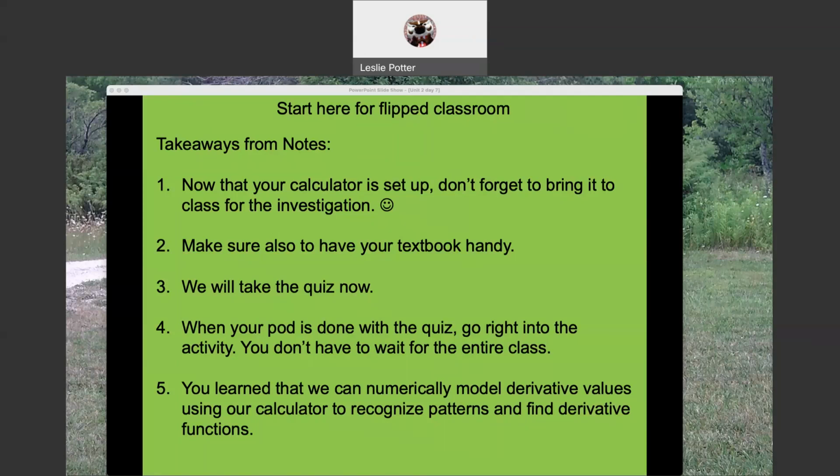Before we do that, just so you know, after you get done with the quiz, go right into the inquiry activity. Grab your pod member or your partner that you work with. You don't have to wait for the entire class to finish the quiz. Before I go on, Aiden, do you have a question?